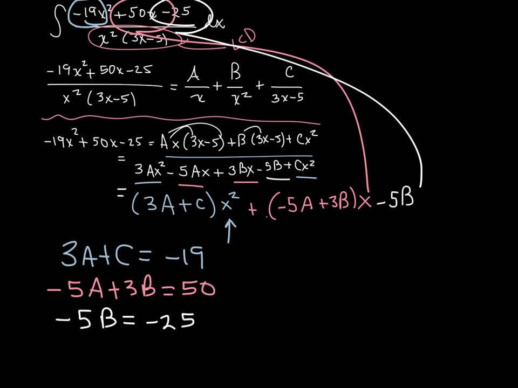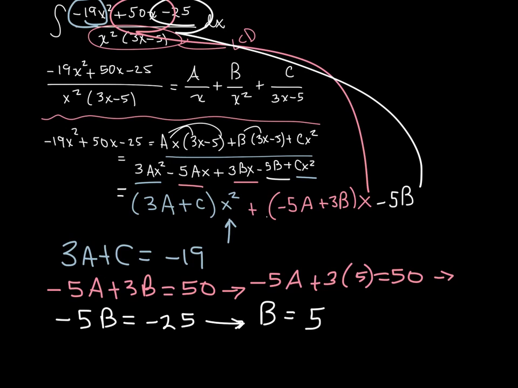And from here, I want to solve for A, B, and C. Well, we can see B's pretty easy to solve for. I can divide both sides by negative 5, get B equals 5. Now that I know what B equals, I can actually solve this for A, because I'm going to have negative 5A plus 3B, which is 15, equals 50. So I'll have negative 5A equals 50 minus 15, 35. 35 divided by negative 5, A will equal negative 7.